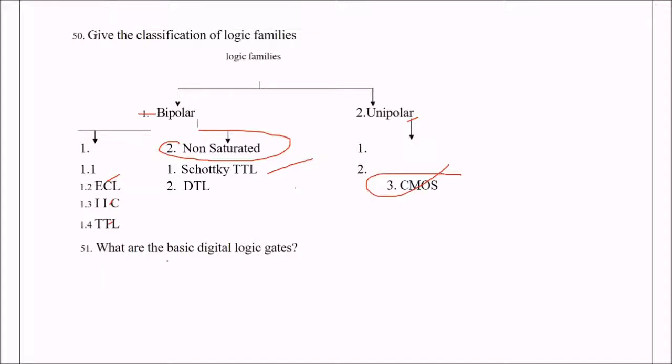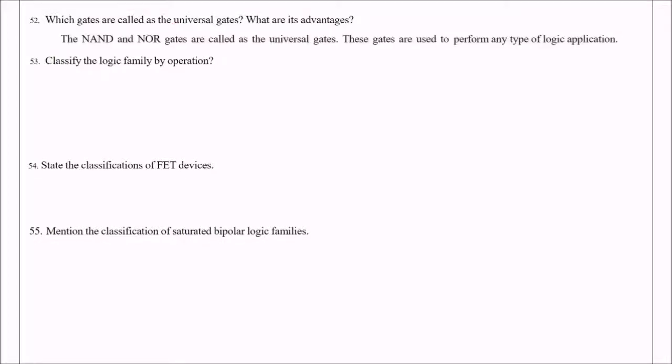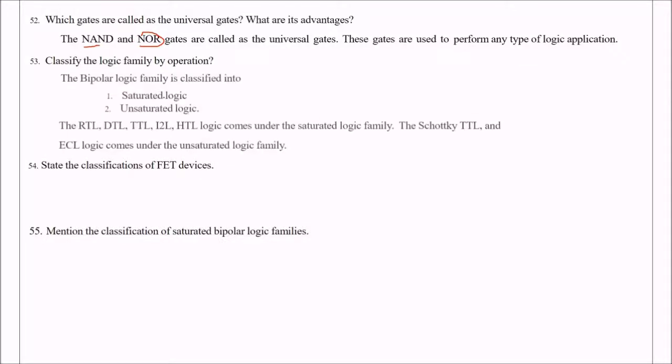What are the basic digital logic gates? As I answered in the previous question, the three basic logic gates are AND, OR, and NOT. What gates are called universal gates? What are its advantages? See, the universal gates are those gates using which you can design any circuit, any logic gate. So the NAND and NOR are called the universal gates. These gates are used to perform any type of logical application. This is the advantage.